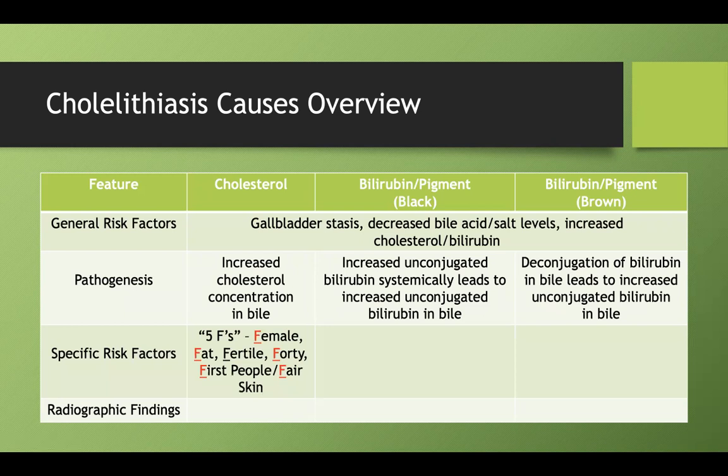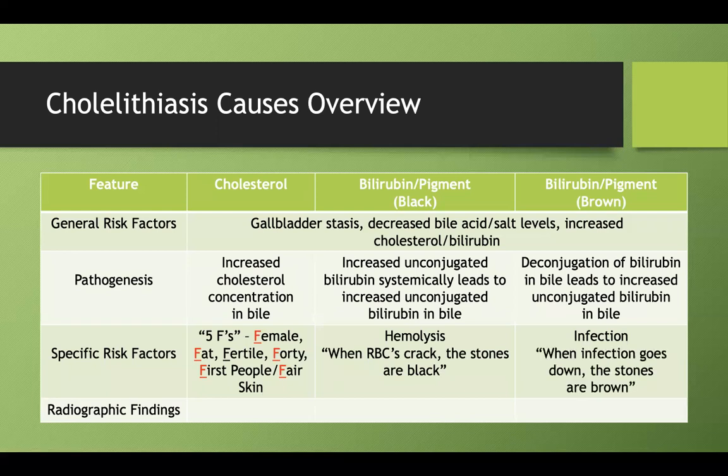So our risk factors for cholesterol stones were our 5 Fs. Anybody who's female, fat, fertile, 40, or first peoples / fair skin, those are all risk factors for cholesterol gallstones specifically. For black pigmented stones, we know that it's hemolysis, and our mnemonic was when RBCs crack, the stones are black. And for brown pigmented stones, infection in the biliary tree is a risk factor. And so when infection goes down, the stones are brown.